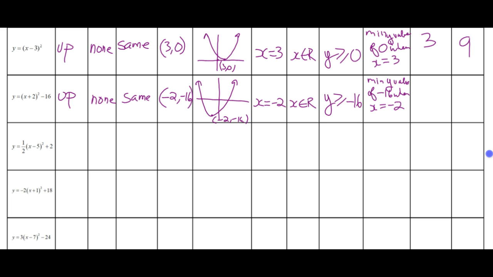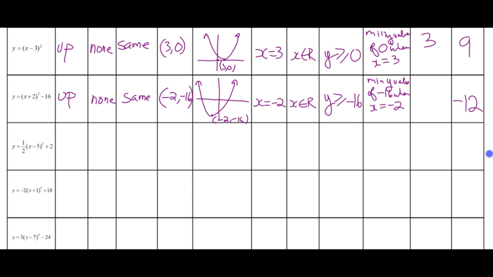But y-intercept, let's do that first. It can't be negative 16. That's the minimum, and this thing has moved over, so it's not negative 16. How do you get the y-intercept? Here, x was 0. So 2 squared is 4, minus 16 is negative 12.